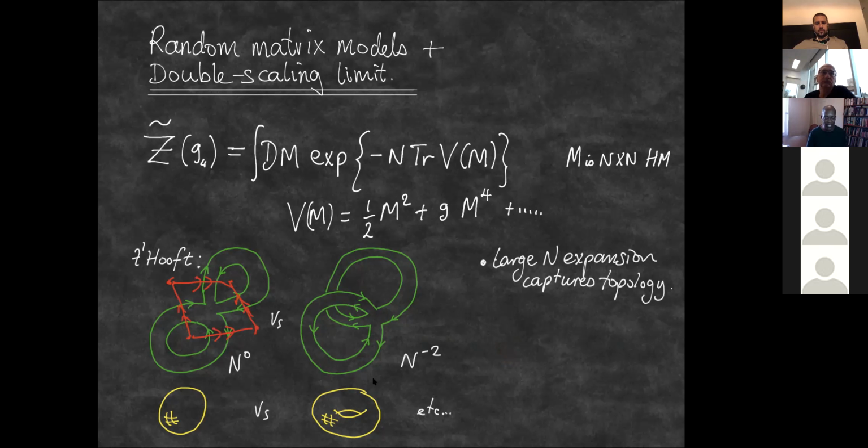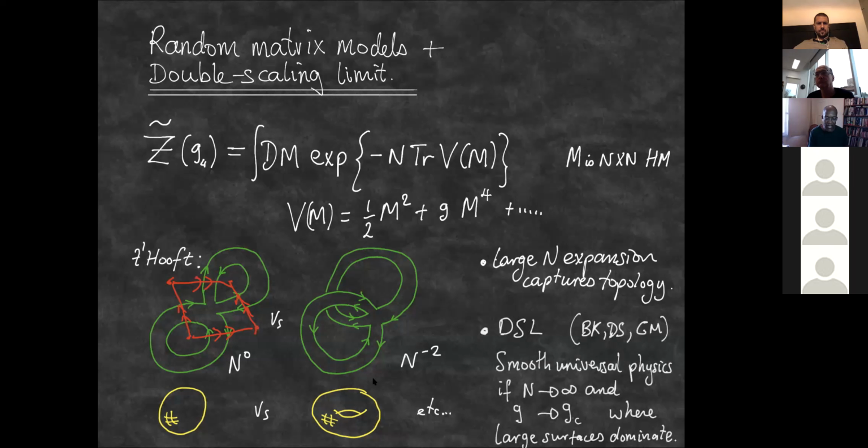The double scaling limit tells you how to actually get smooth surfaces. That goes back to Brézin-Kazakov, Douglas-Shenker, and Gross-Migdal. And essentially what you do is, at the same time as you tune to large N, you tune this potential to a place where large surfaces dominate.